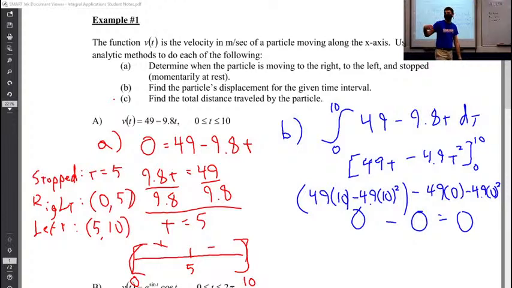It moved to the right a constant amount from 0 to 5, then moved to the left that same amount from 5 to 10. So it ended the same place that it started. It started at a position of 0, it ended at a position of 0. So it didn't move.